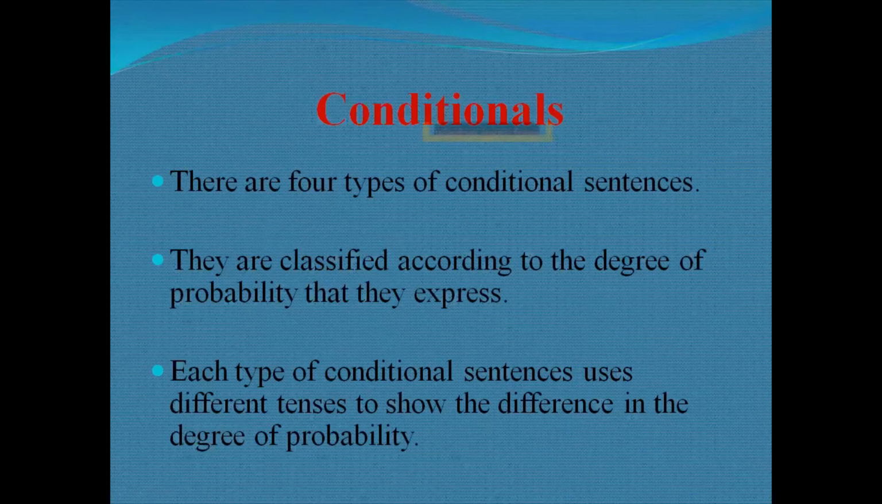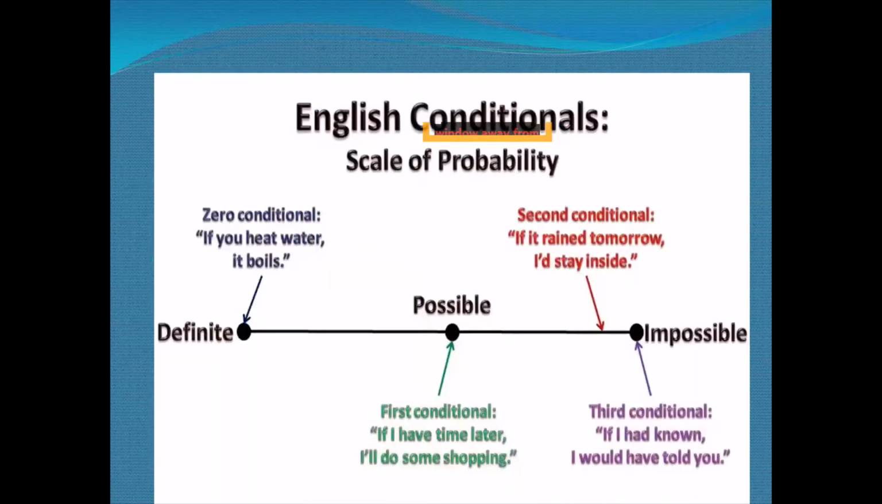We are going to discuss the time factor and the structures that they reflect in the coming slides. Each type of conditional sentence uses different tenses to show the difference in the degree of probability. We get to know about the intention of the speaker through the structures that they use for expressing those conditional sentences. This is the scale of probability that spots all these four types of conditionals at the two extremes, in the center, and near to the one extreme.